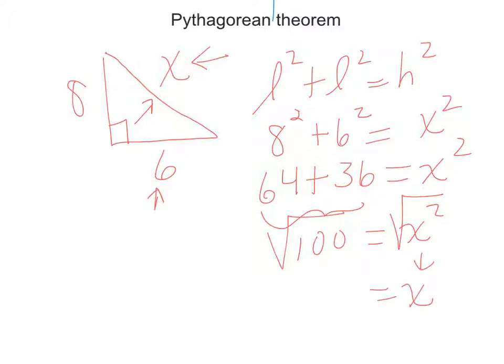And the square root of 100, they're basically asking you what times itself gives you 100, and the only number times itself that will give you 100 is 10, because 10 times 10 is 100. So now we've just found the measure of that hypotenuse.